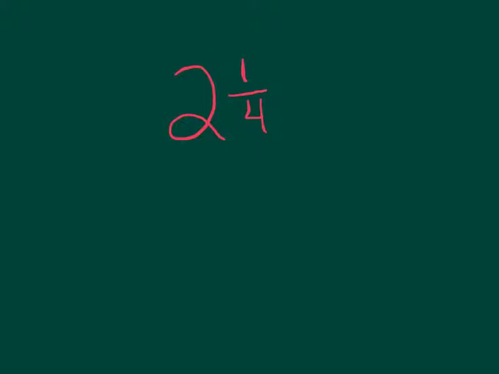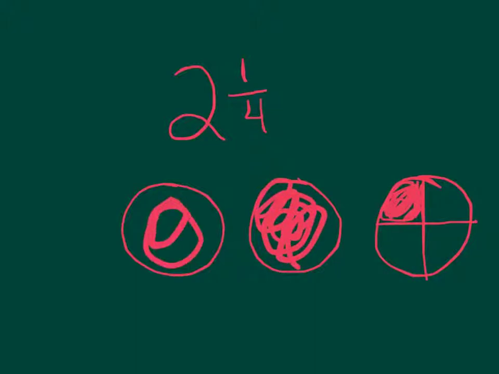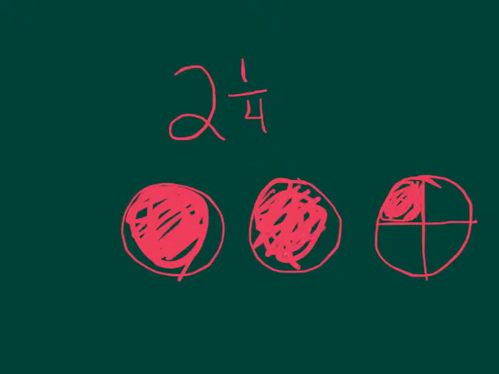So here we have the mixed number 2 1/4. And let's draw a picture of what that looks like. I'm going to draw 2 circles to represent the 2 whole, and then I'm going to take a third circle, divide it into fourths, and color in 1/4 to represent the 1/4. And let's go ahead and color in our 2 whole as well. So you can see this is the mixed number 2 1/4.